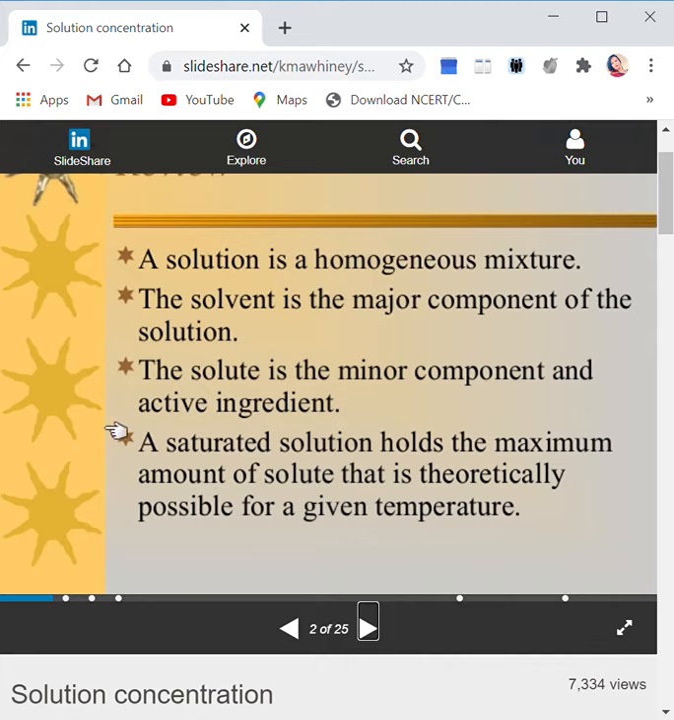Children, now the new thing which you are going to do here is a saturated solution. Now what do you mean by saturation? Saturation here means satisfied or completely filled up. Now here in case of solutions, what does it mean? A saturated solution means that maximum amount of solute has been dissolved in the solvent at a particular given temperature.